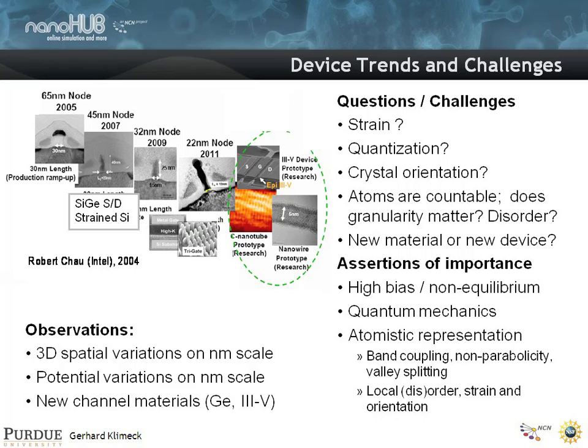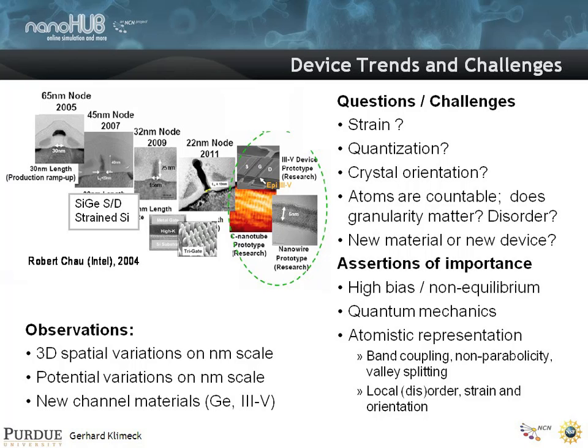So what I'm asserting here to be important is that all of this is operated at high bias and in non-equilibrium. So if you have a quantum mechanical theory that works well in equilibrium, that's fine, but it won't solve these problems for electrical engineering. You need to do quantum mechanics.